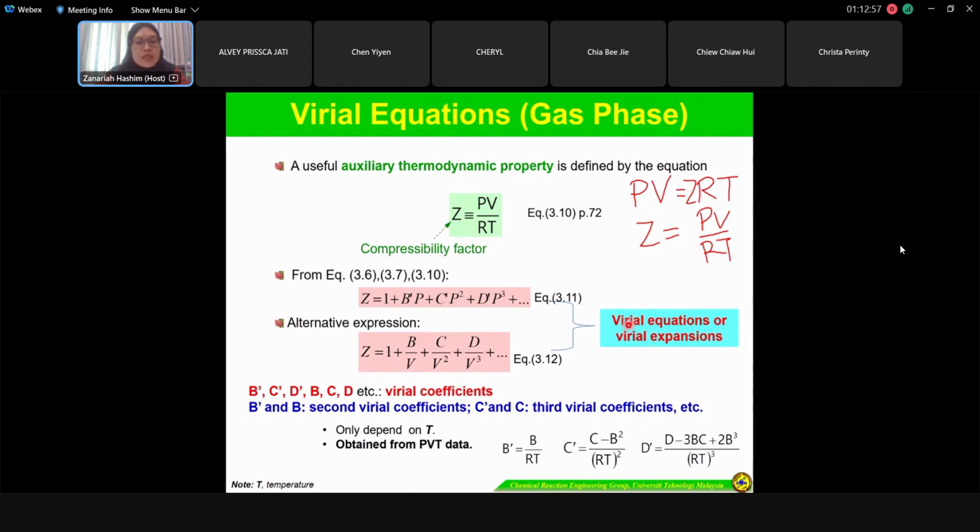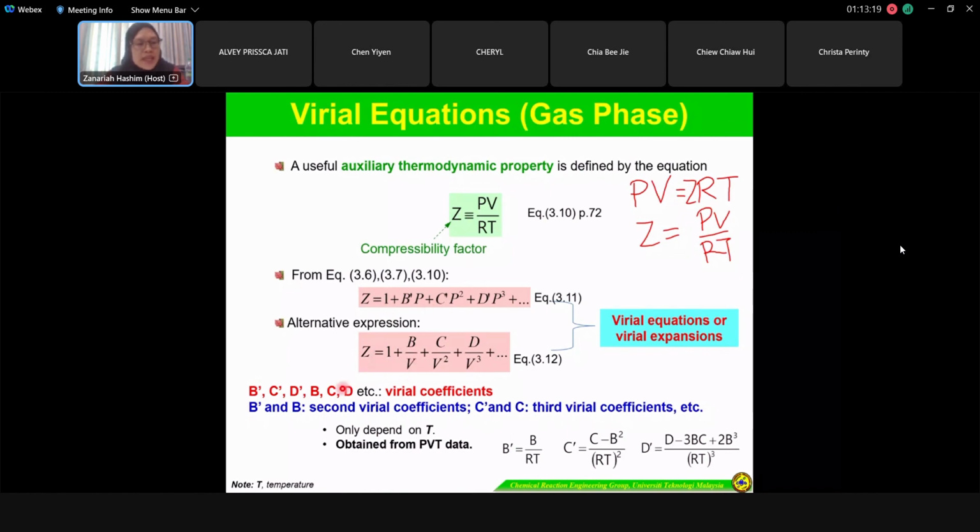Okay, so alternatively, we can also write in terms of volume. So again, you have V power 1, V power 2, V power 3. So this is also another form of virial equation. You can either write Z in terms of pressure P or in terms of molar volume V.